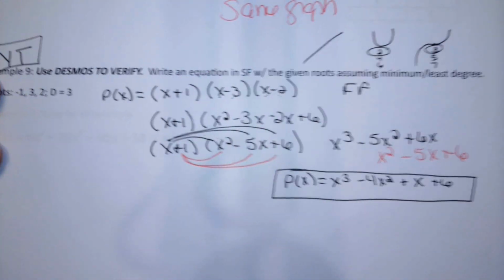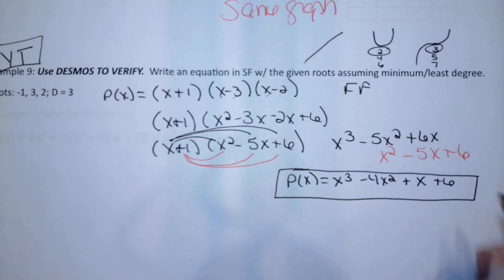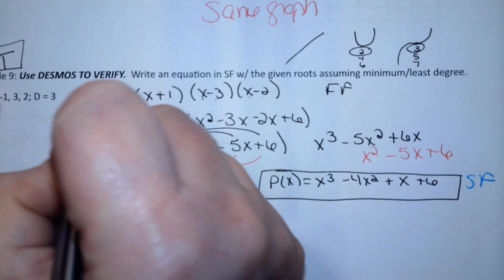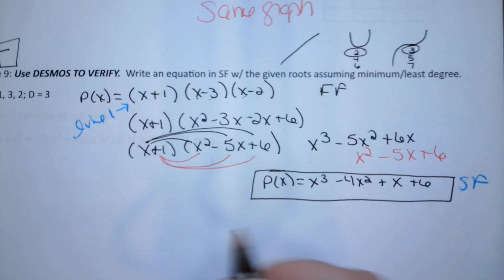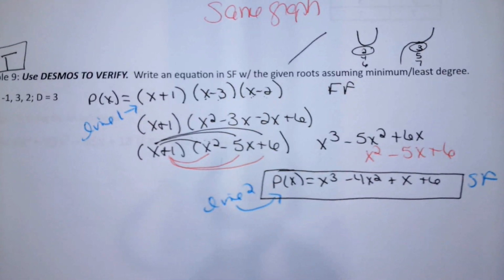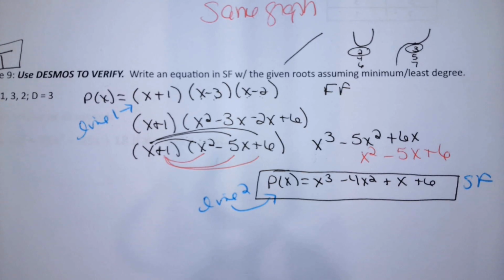So again, the way that you would check this, oh, this is standard form. Let me put that down. You would put this in line 1. You would put this in line 2. And if you have done this correctly and they're equivalent, they would be the same graph.